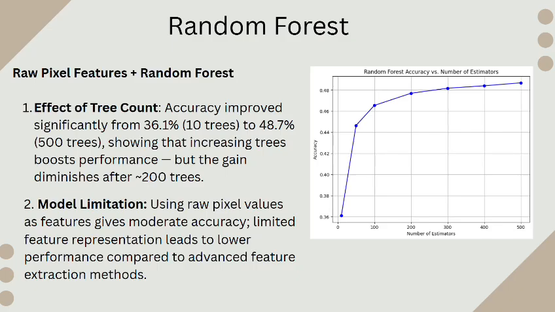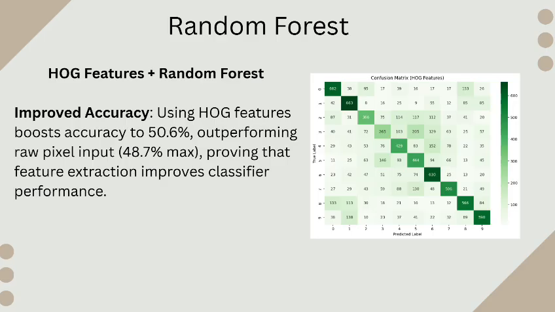We tested RandomForest with different feature types and tree counts. Starting with raw pixels, accuracy rose from 36.1% with 10 trees to 49% with 500, but gains slowed after 200, showing diminishing returns. Switching to HOG features improved accuracy to 50.6%, highlighting the benefit of handcrafted features.